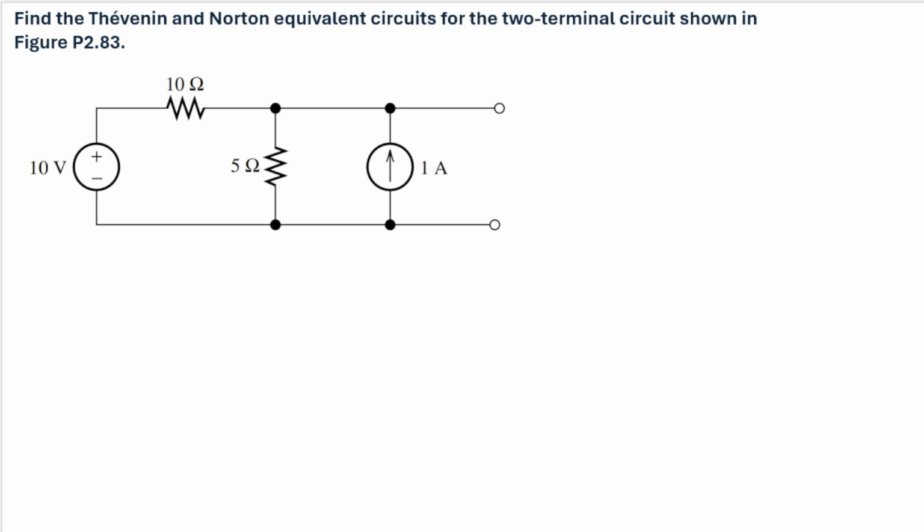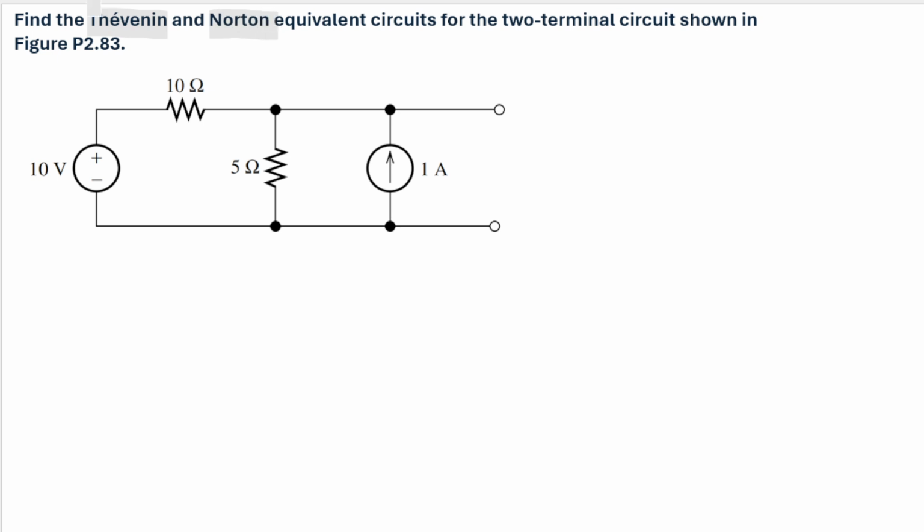Hello, my name is Ardi, and the question is find the Thevenin and Norton equivalent circuits for the two terminal circuits shown in this figure here. So here we have two sources, a voltage source and a current source like this. And we are asked to find out the Thevenin and the Norton equivalent circuit. So there are two questions.